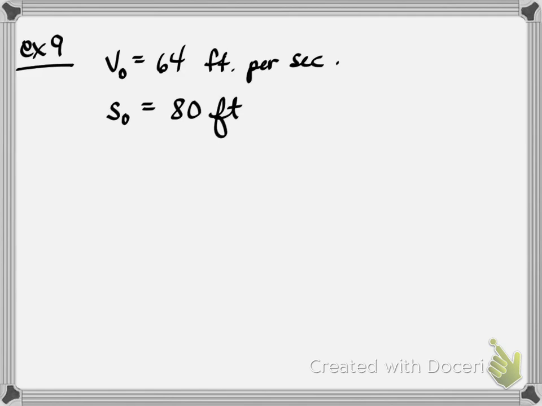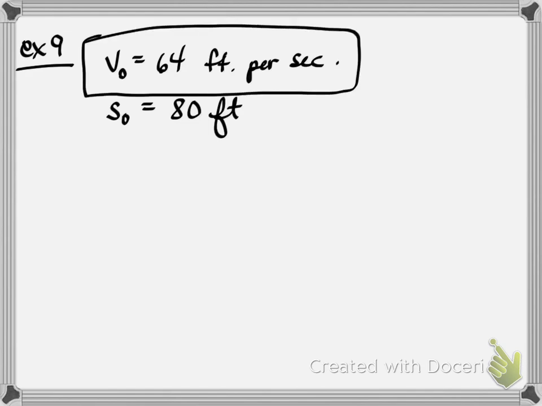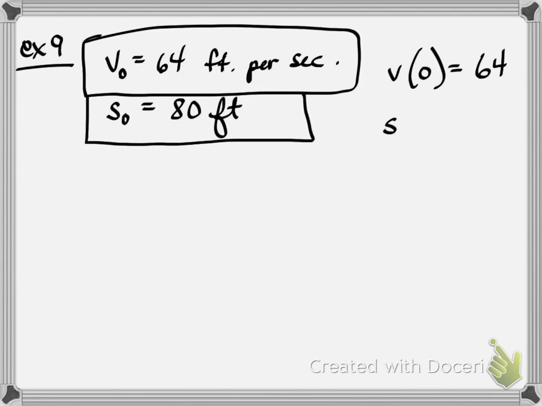Okay, so I wrote it this way because this is how we wrote it in the previous chapters, but the initial velocity might have been written this way. And the initial position, that initial height, might have been written this way. Okay, find the position function giving the height as a function of time.